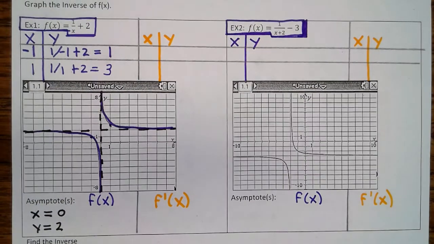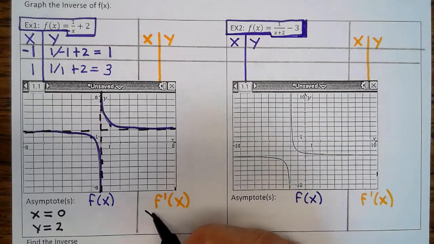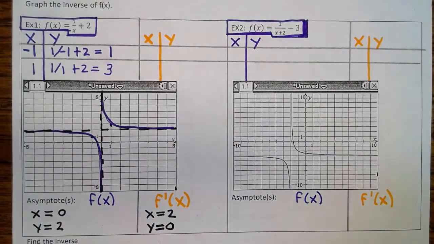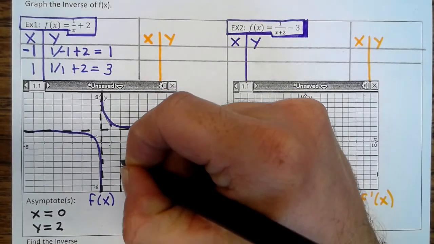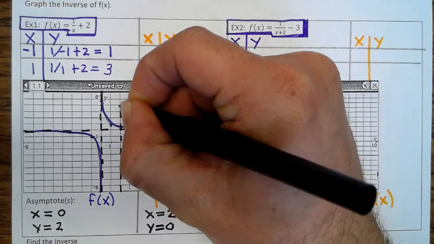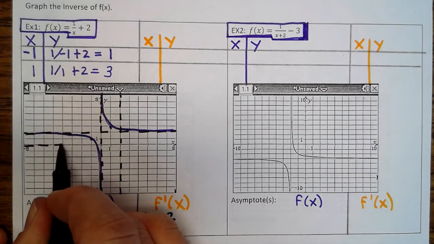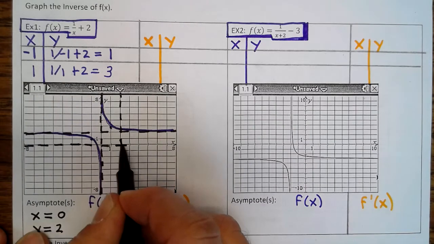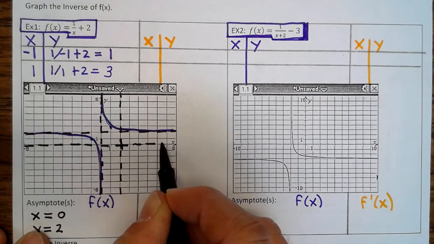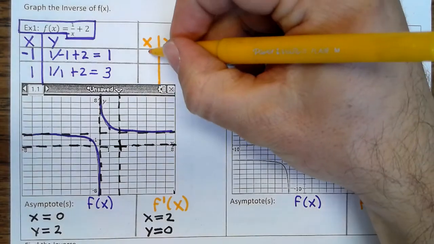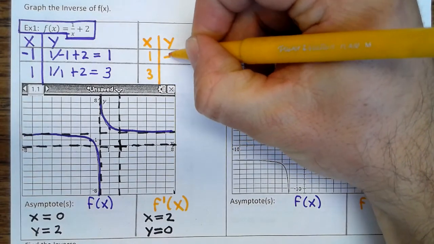All right, now for the inverse, it's really simple. You switch the asymptotes and the point. So x equals 2 and y equals 0. So x equals 2. And y equals 0. Okay, so now we switch our x and y points. So our new x's are 1 and 3, and our new y's are -1, 1.